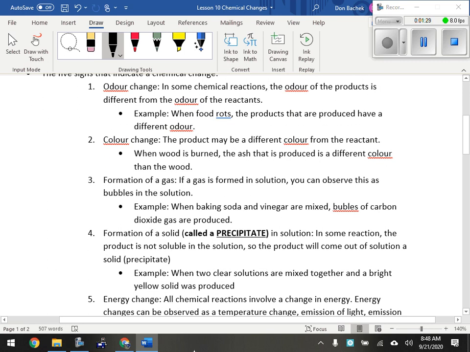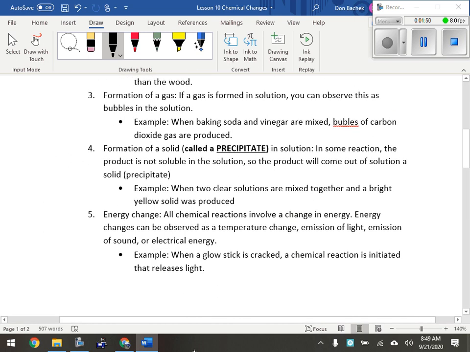Odor change is one. So if you smell something, basically an odor, that is a good indication that a chemical change has taken place. Color change, so maybe a different color is formed. Formation of a gas in a solution. I think you have all this, correct? And formation of a solid called a precipitate.